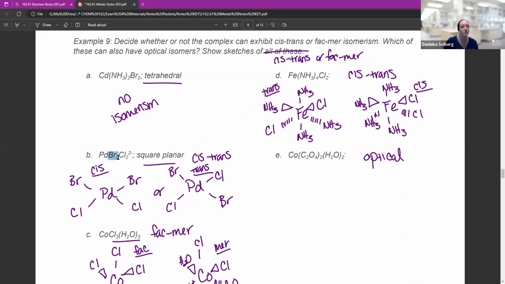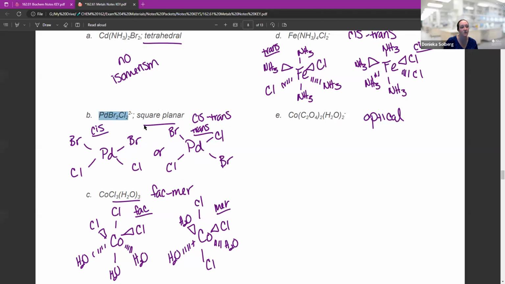This one, though, has 2 bromines and 2 chlorines, and it is square planar. So that means it can either be cis or trans. So cis would mean they're drawn on the same side, or trans would mean they're opposite sides. So you can draw this one flat, does not have to be 3 dimensions because it is planar.